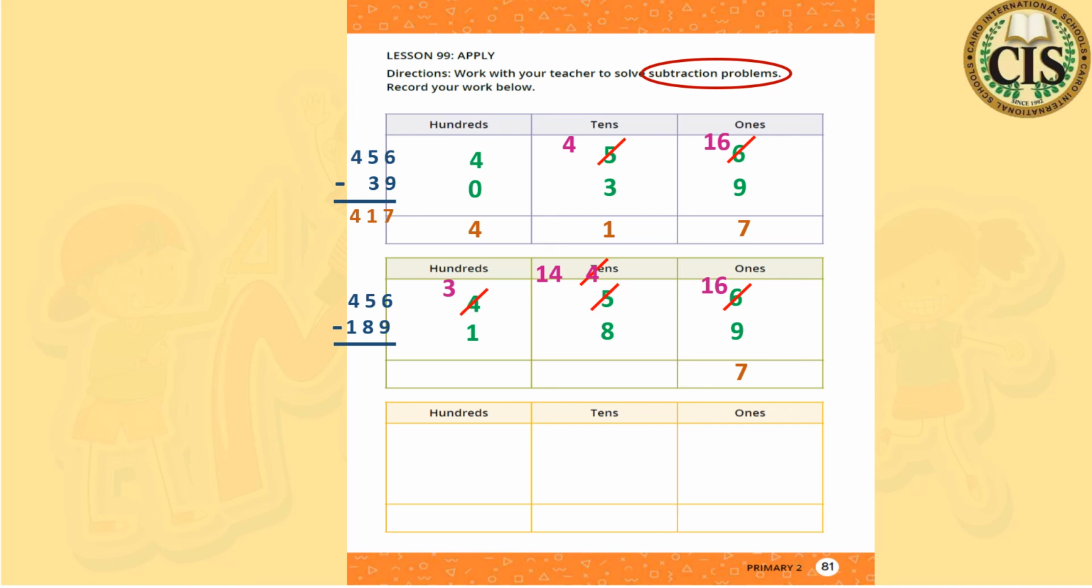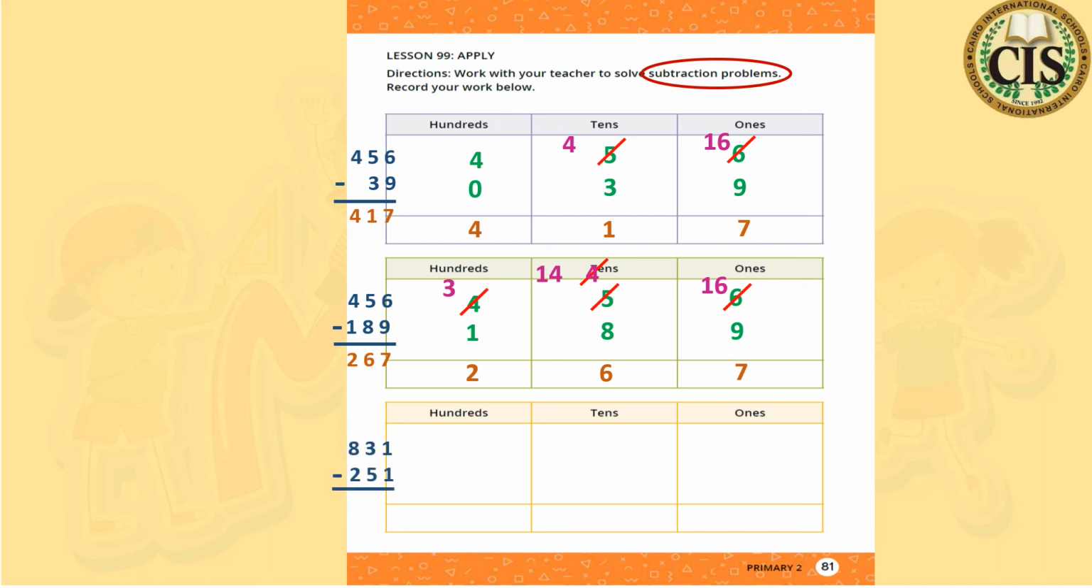Great. Now we have 14. It's greater than 8. Now 14 minus 8 equals what? After 8, 9, 10, 11, 12, 13, 14. How many fingers? 6. Go to the hundreds. 3 minus 1 equals 2. Now 456 minus 189 equals 267.